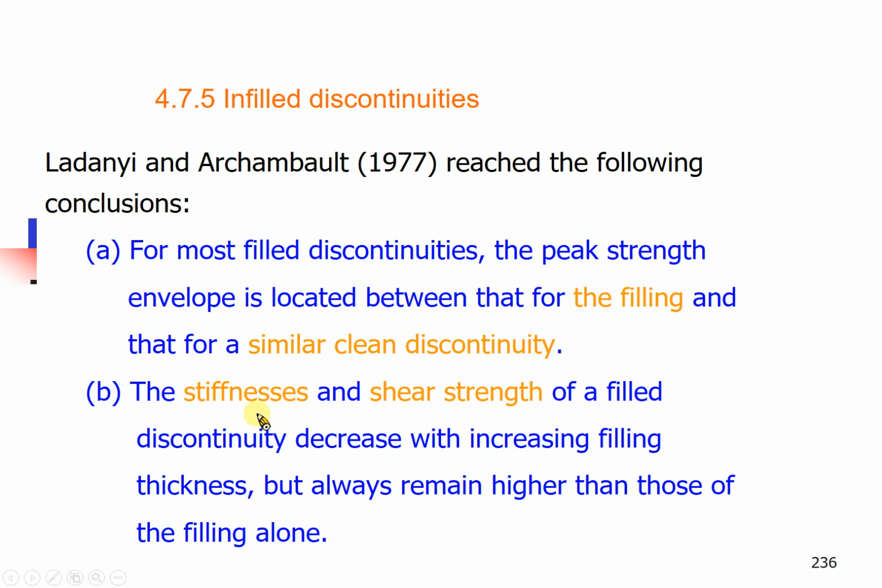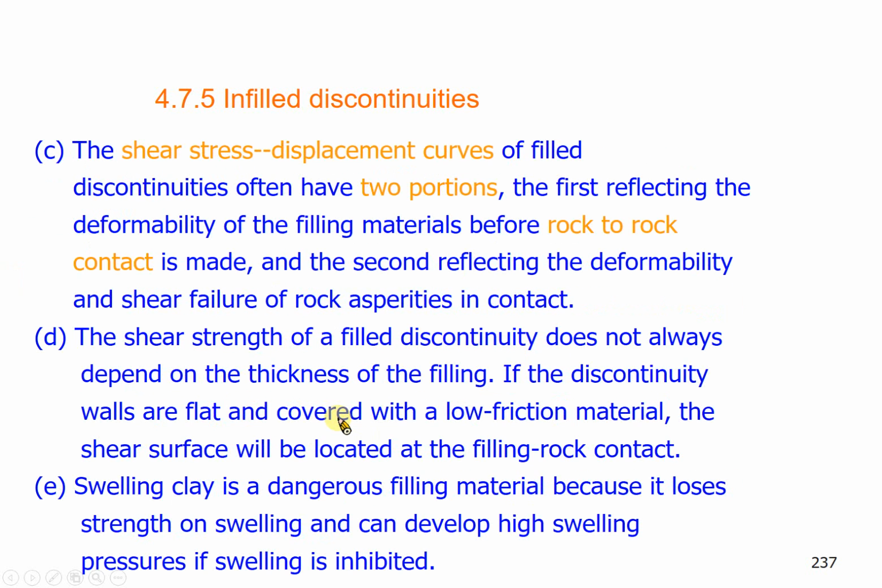And generally speaking, the stiffness and the strength of the fill joints will decrease with increasing thickness of the infill material. The thicker the infill material is, the lower the stiffness and the strength. OK, 就是这个填充的材料越厚，它的强度跟变形性，它的强度跟它的净度就会越小，或变形性就会越大。OK, but always tighter than the fill material alone, because I say it will be in between. Either one will be the upper bound and the other will be the lower bound.